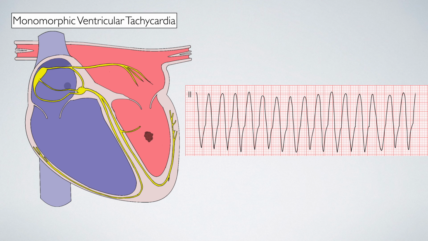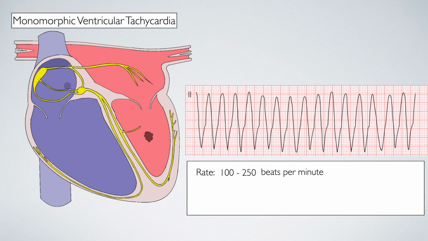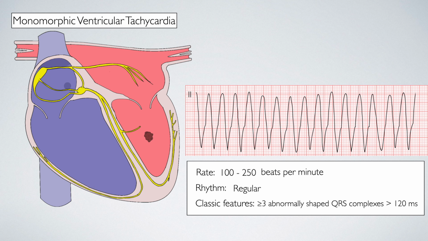Monomorphic ventricular tachycardia presents with a ventricular rate of 100 to 250 beats per minute. The rhythm is regular, and there must be 3 or more abnormally shaped QRS complexes in sequence. Each of these must have a duration equal to or greater than 120 milliseconds. Ventricular tachycardia can be caused by abnormal impulse production or re-entry. In this case, we'll focus on re-entry as the driving mechanism.